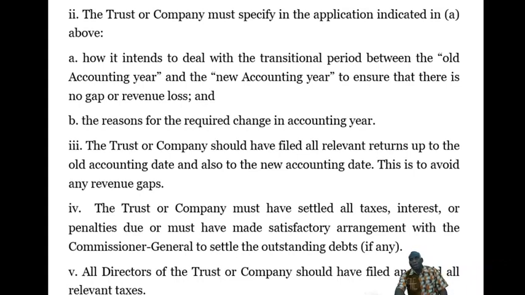Now the trust or company, number 4, must have settled all taxes. Look at the conditions, they are not small. The trust or company must have settled all taxes, interest or penalties due. Or if you don't have the money, you must have made a satisfactory arrangement with the Commissioner General to settle the outstanding debts, if any, and the arrangement must not be broken. And then number 5, all directors of the trust or company should have filed and paid all relevant taxes. The question is, can you satisfy this? If you think you cannot satisfy the conditions for approval, you don't even dare.